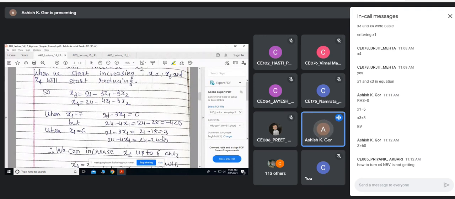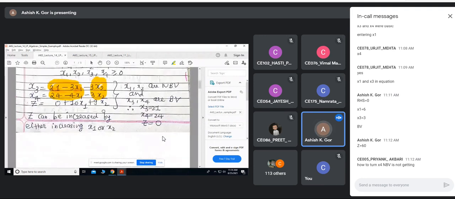So in that case, which equation gave me that 6 value? 24 minus 4x1, that will be 0 when x1 is 6. So if you go beyond x1 equal to 6, this x4 would go negative, and so I cannot take that.